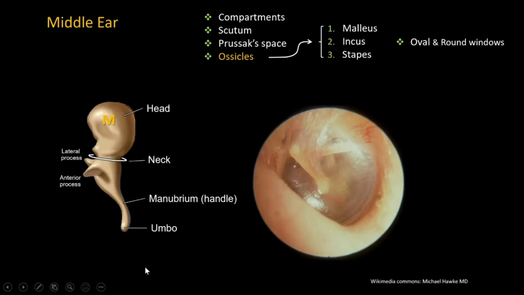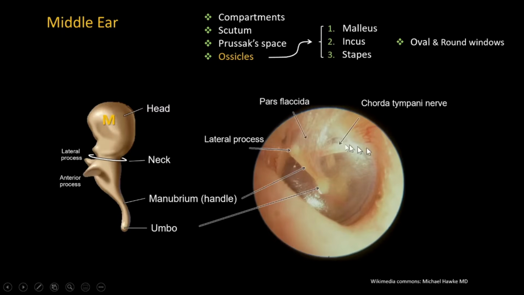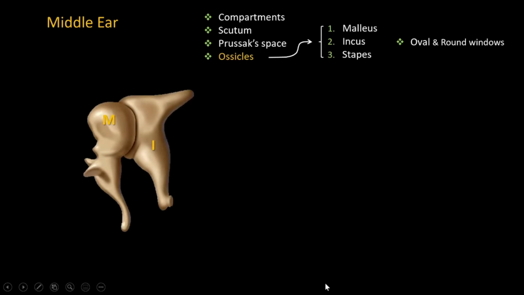This is something that a clinician can also see, such as the umbo kind of sitting right in the middle of the tympanic membrane, connected by its handle, manubrium, lateral process. In this case, you can also see chorda tympani nerve, and the small portion pars flaccida, and the rest of them pars tensa. So that's malleus. Its connected next bone is the incus.